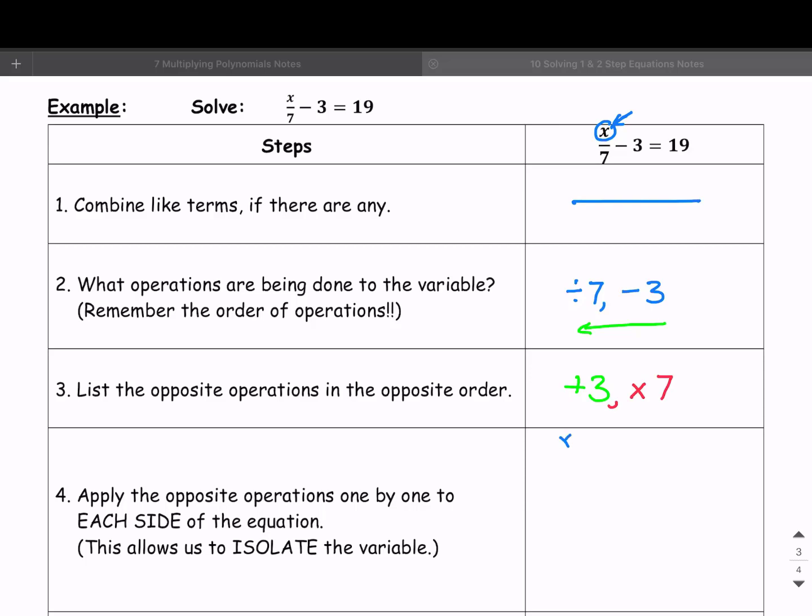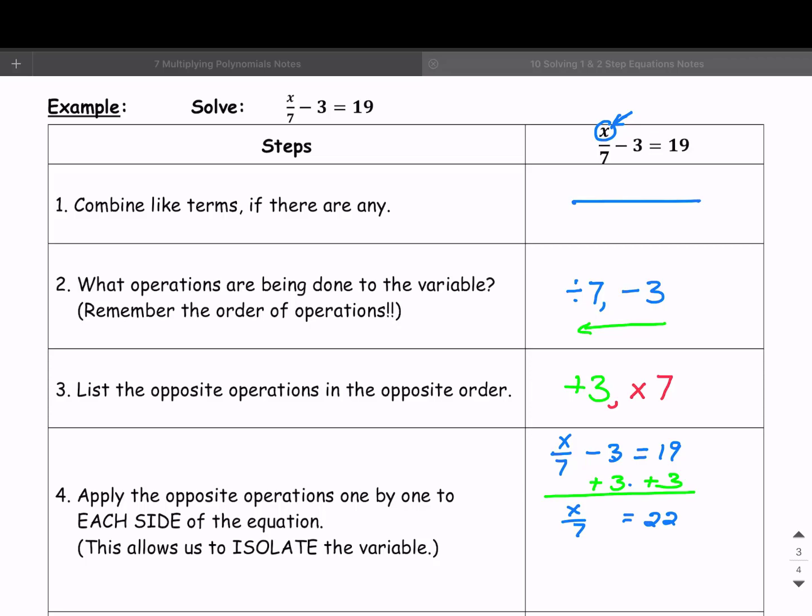I'm going to rewrite the equation so that it's down here. x over 7 minus 3 equals 19. Well, we're going to add 3 to both sides. And that's going to give us x over 7, and the 3's are going to add to 0, and 19 plus 3 is 22.